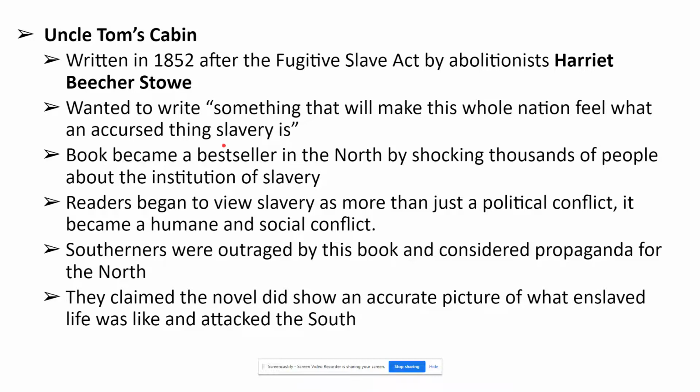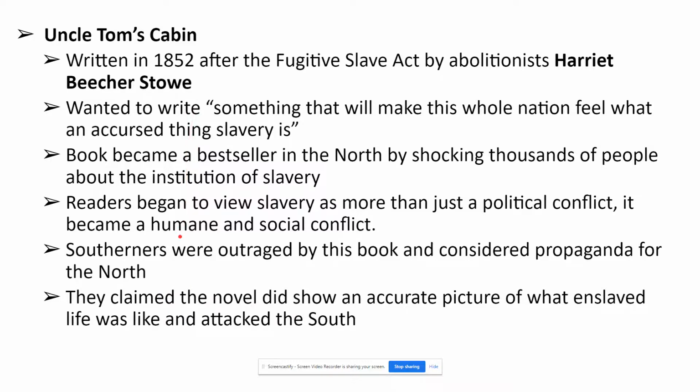If you were on the fence whether you agreed or disagreed with slavery in the North, this made you disagree with it. In the South, they hated it. They thought it was political propaganda. They thought that it was an abolitionist giving one side of the story. In fact, Southerners actually weren't even allowed to buy it. It didn't paint an accurate picture of what slavery was like.